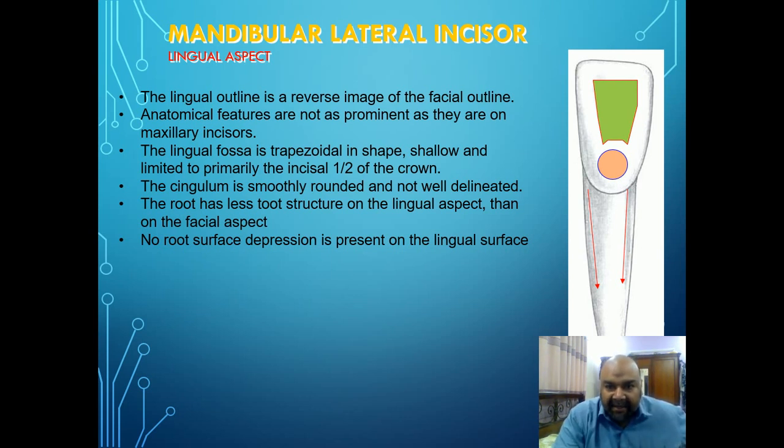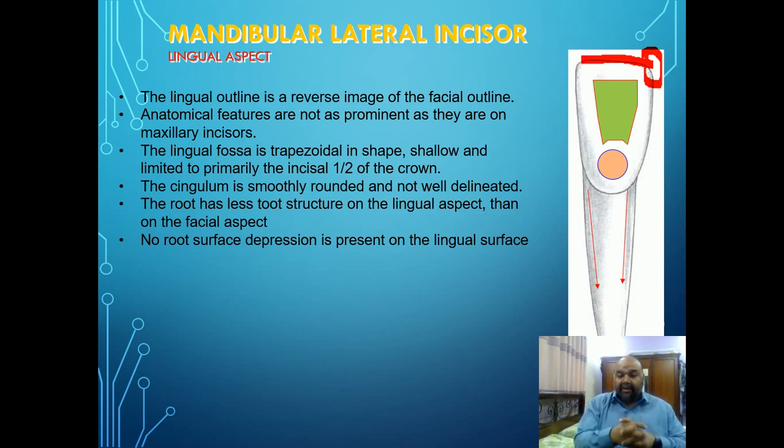So the lateral incisor, the lingual aspect, is actually the reverse image of the facial outline. From the facial outline, the mesioincisal line angle and the distal incisal line angle, the distal incisal line angle is quite round as compared to the mesial. Here you can see the distal incisal line angle, it's quite round, and if you just look at the incisal edge, it is not straight but it is slanting towards the distal aspect. The lingual fossa here is also trapezoidal, and both the contact areas are not bilaterally symmetrical.